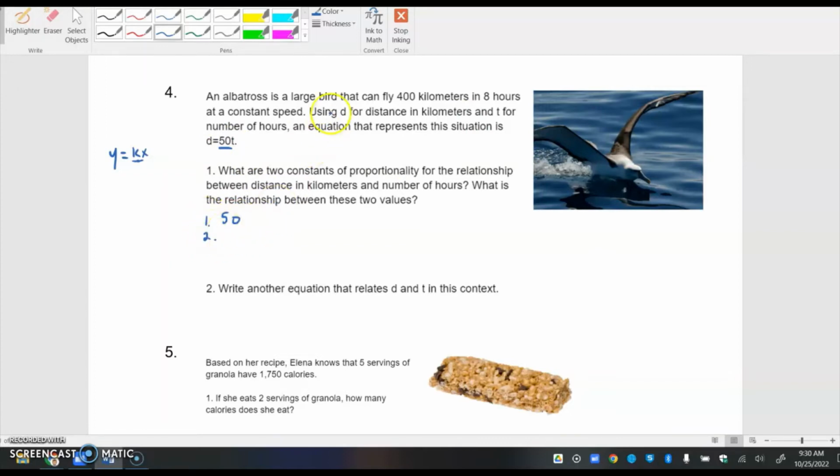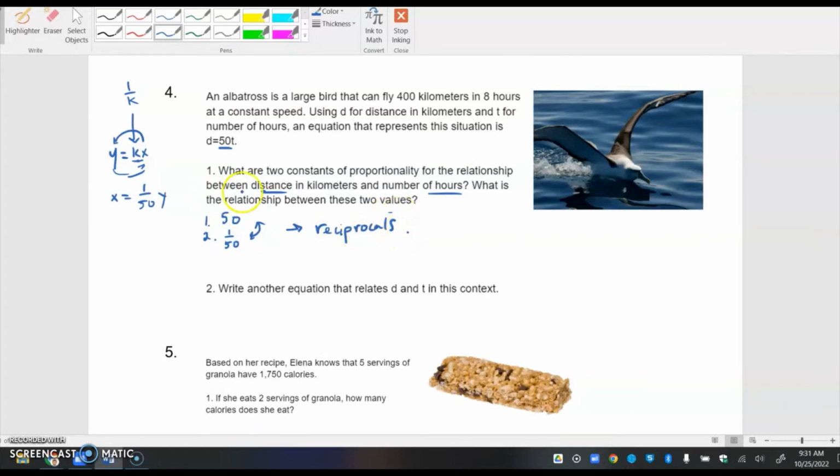And the second one, remember, if we were to rewrite this equation, if we were to change this to x equals something times y, we have to make the k value its reciprocal. So instead of saying 50, I would say 1/50th y. So 50 and 1/50th are our relationships there between the distance and the number of hours. And then what's the relationship between these two values is the second question. Well, they are reciprocals.